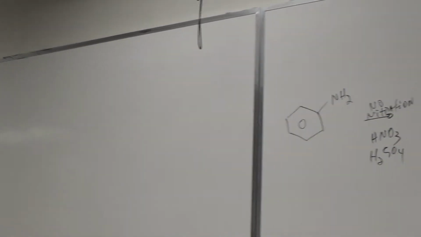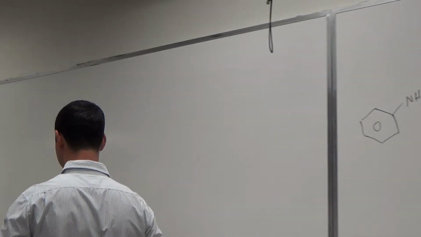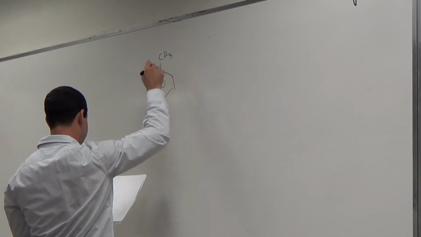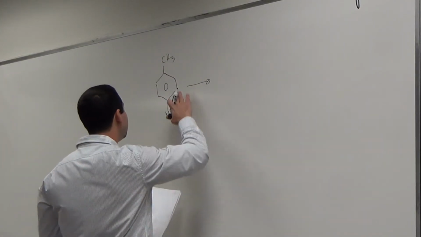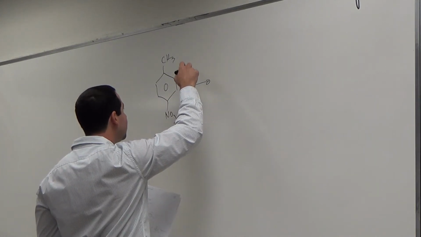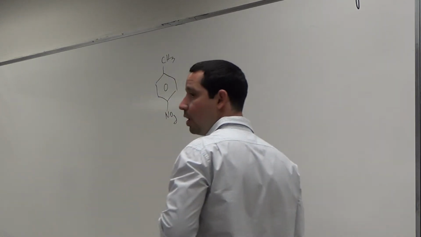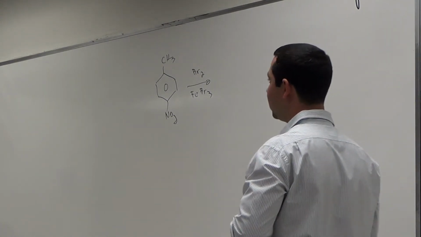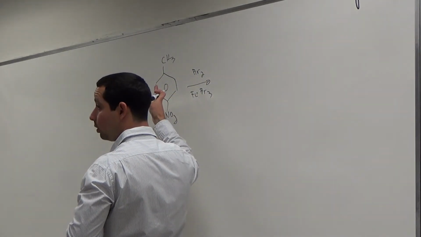Let's do a couple in which we have multiple groups on this thing. Let's say here we are doing... what is the product to that? These are conditions for electrophilic aromatic substitution, what? Bromination. Yes. And now here we have two groups, right? Now this is going to be a problem.